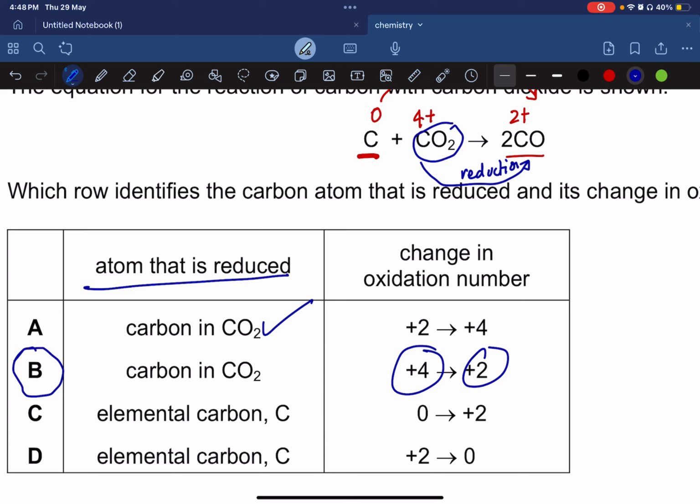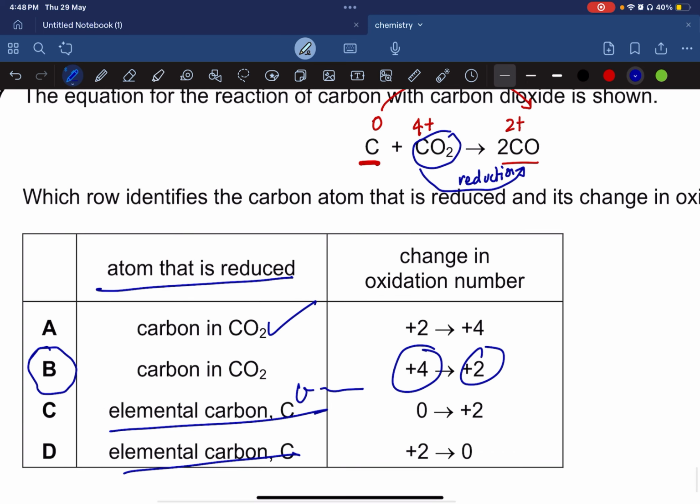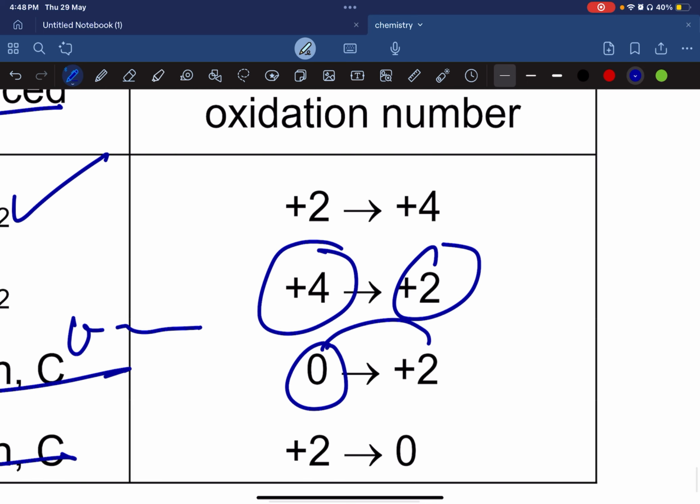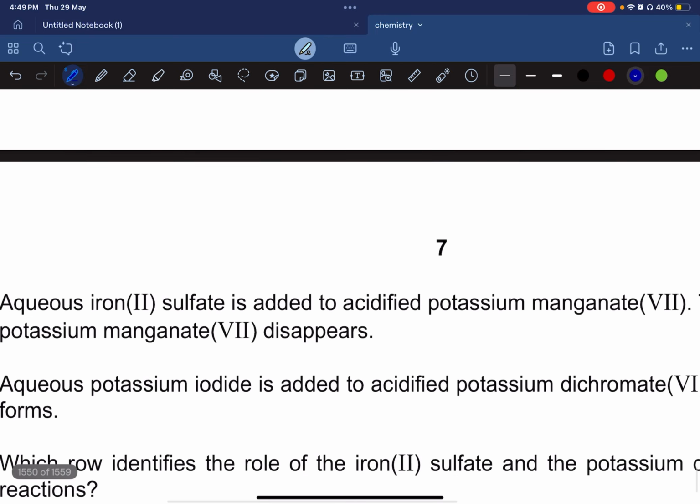An atom that is reduced: this one is not reduced. This one's oxidized. Why oxidized? Because it's going from 0 to 2 plus, which is an increase in oxidation number. So that one's the correct one. Okay, moving on.